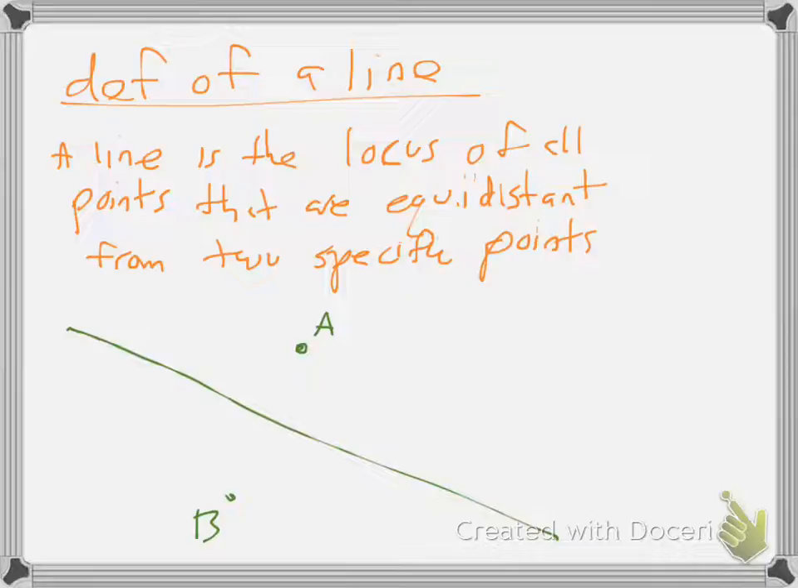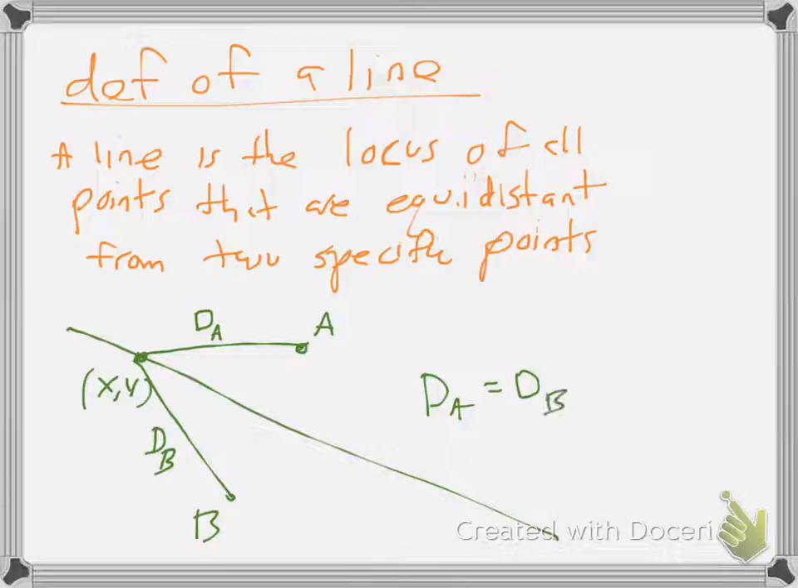Yeah. And what it means is that if I choose any point, x comma y, the distance, we'll call that dA and dB, well then dA has to equal dB. The distances from each of your specific points to any point on that line will be the same. Whether it's here, here, here, it doesn't matter. Then it forms a line. It's all distances that are equal from those 2 points.